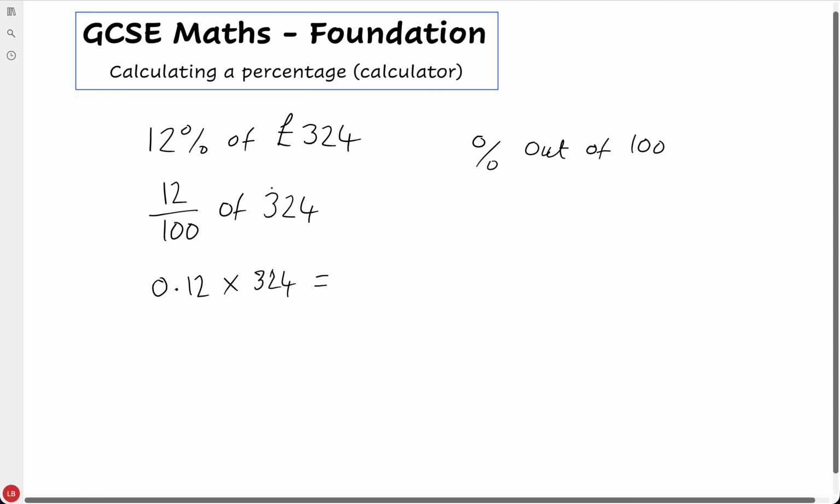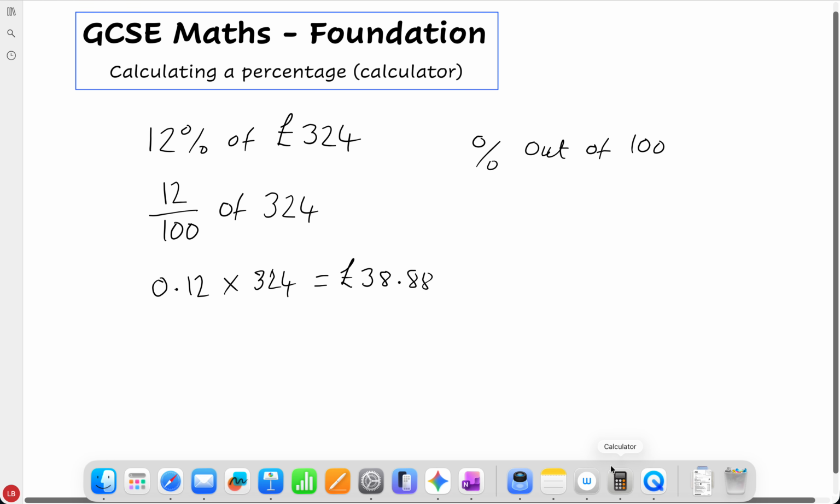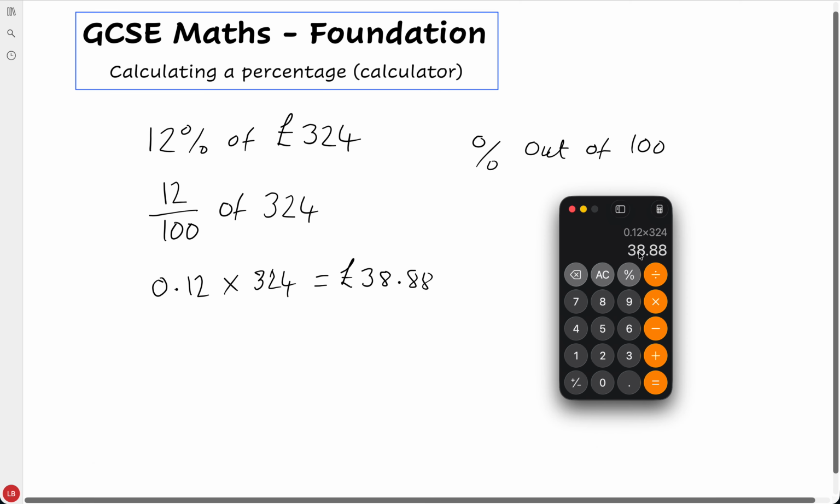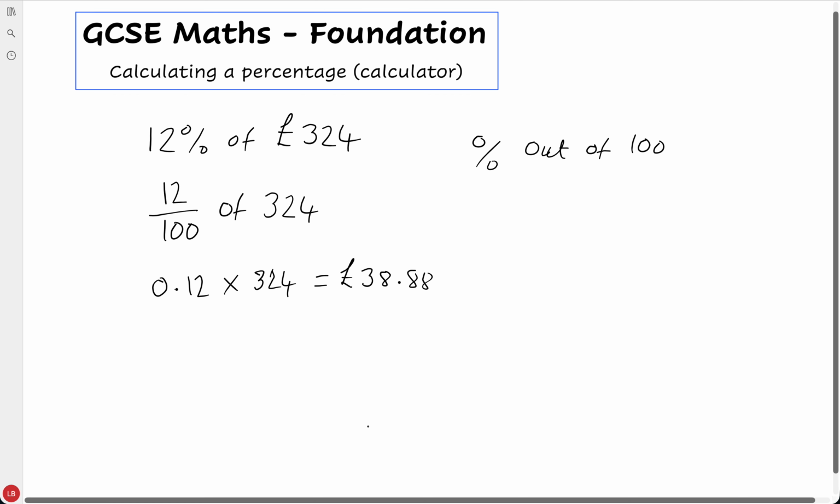So £38.88. If this is our final answer, let's put in our pound sign. £38.88. And we'll just check that. It's always worth doing that in an exam, just to make sure that you've definitely got it right. That's what your calculator said. 0.12 times 324. You're in an exam. Check, check, double check. So £38.88. Yeah, I've got that right.